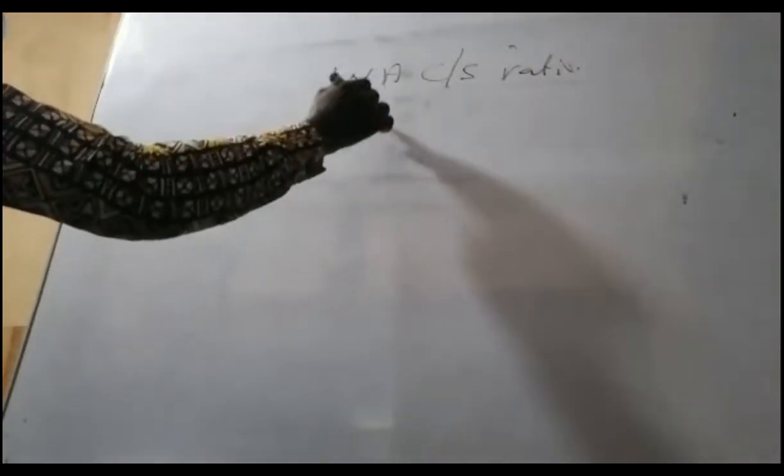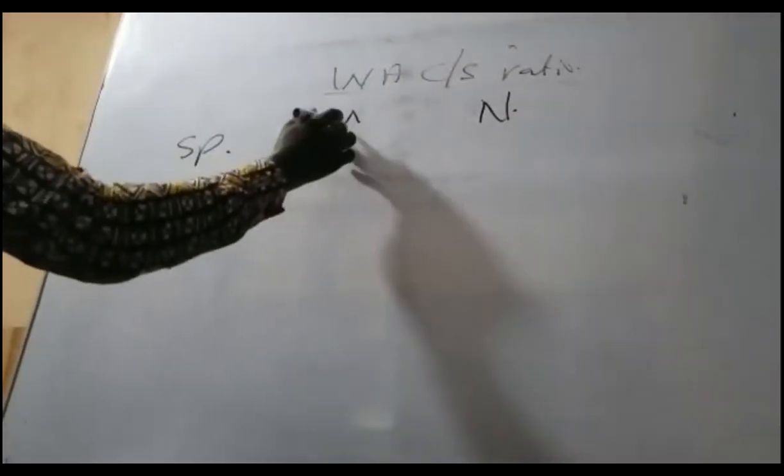So M and N, that is the two products. First of all, what are we calculating? We are calculating the weighted average contribution to sales ratio. That is what we are calculating now. So the products in question are M and N. We start with our selling price as usual, 7 and 15 cedis respectively.